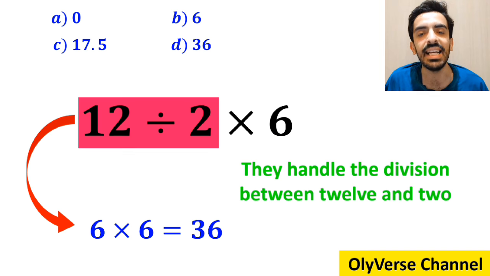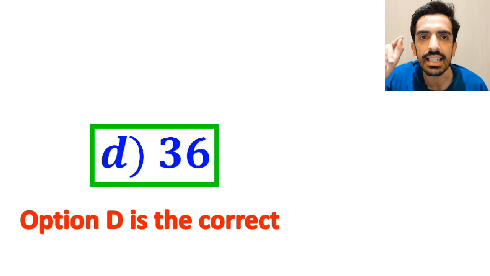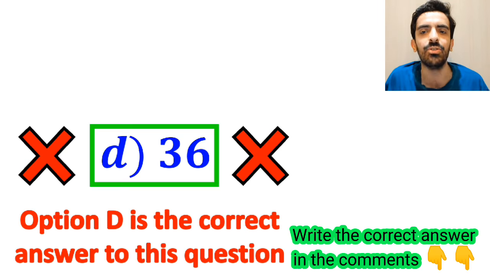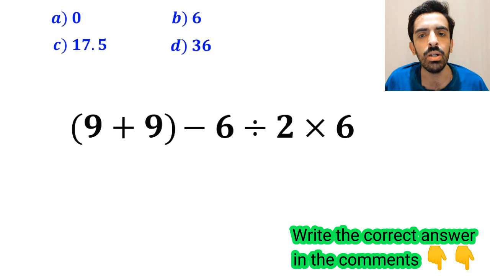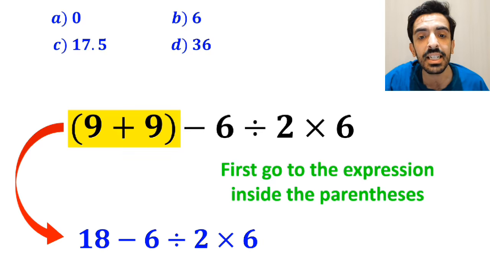Then, without any hesitation, they quickly say that option D is the correct answer to this question. However, this answer is absolutely wrong. Also, some other people when solving this question first go to the expression inside the parentheses and write this expression as 18 minus 6 divided by 2 then times 6.